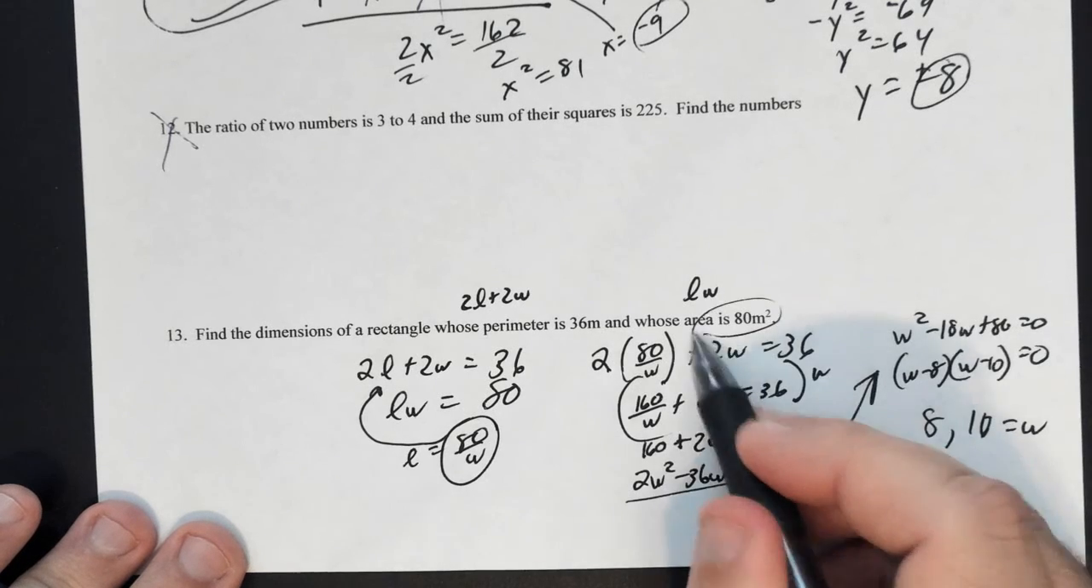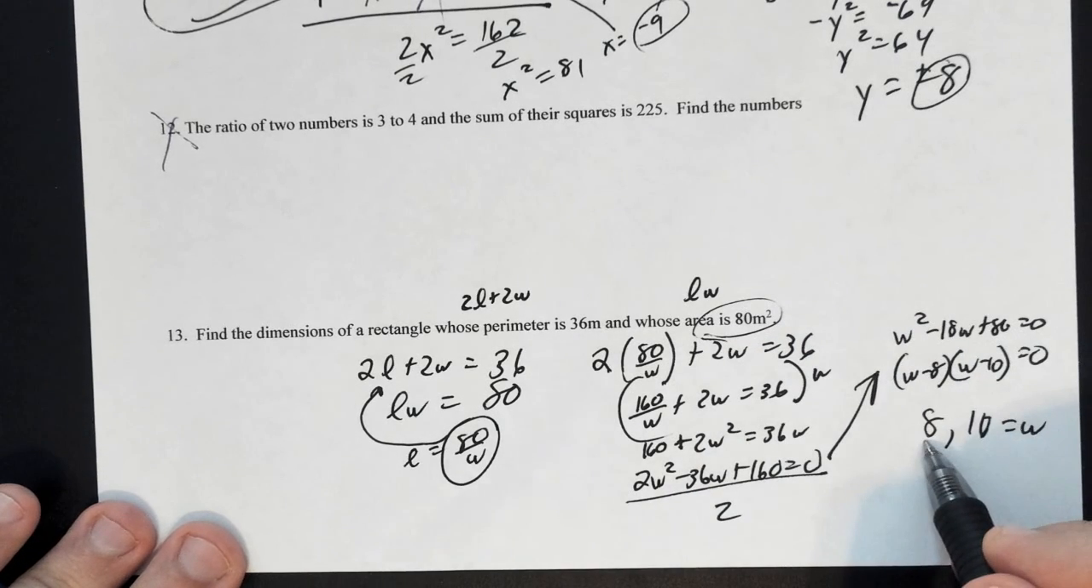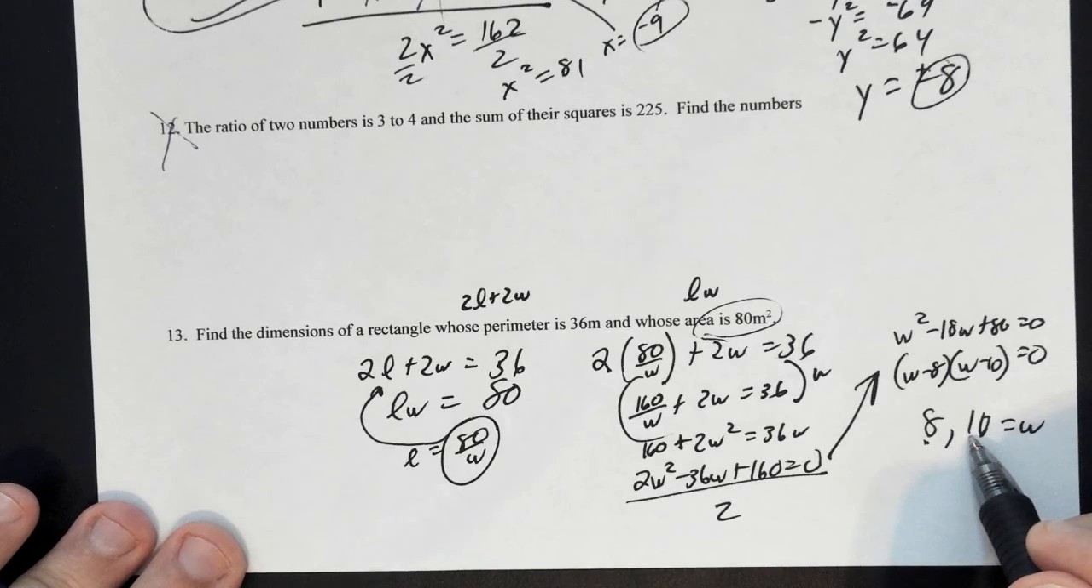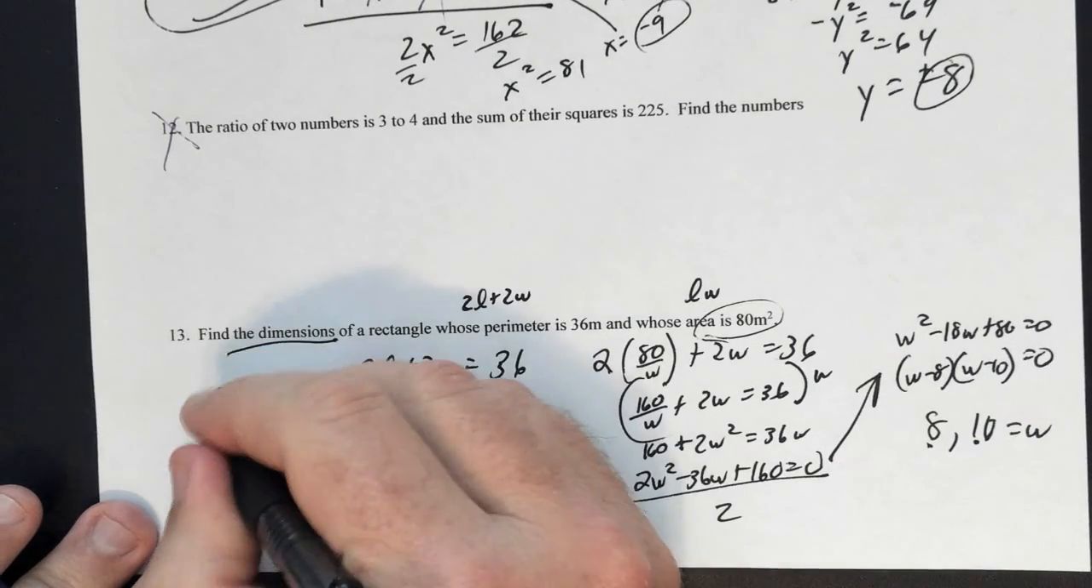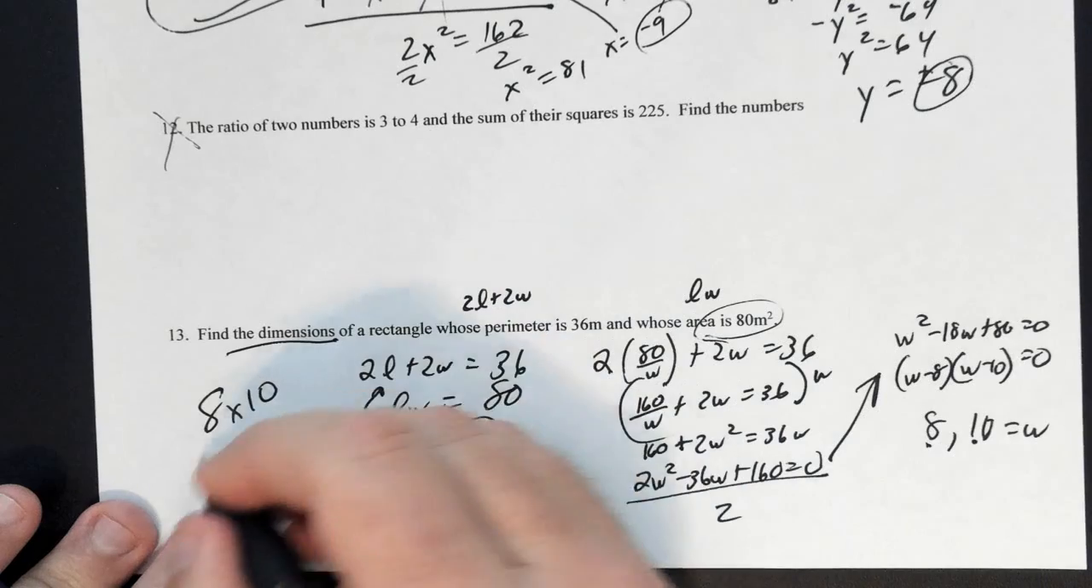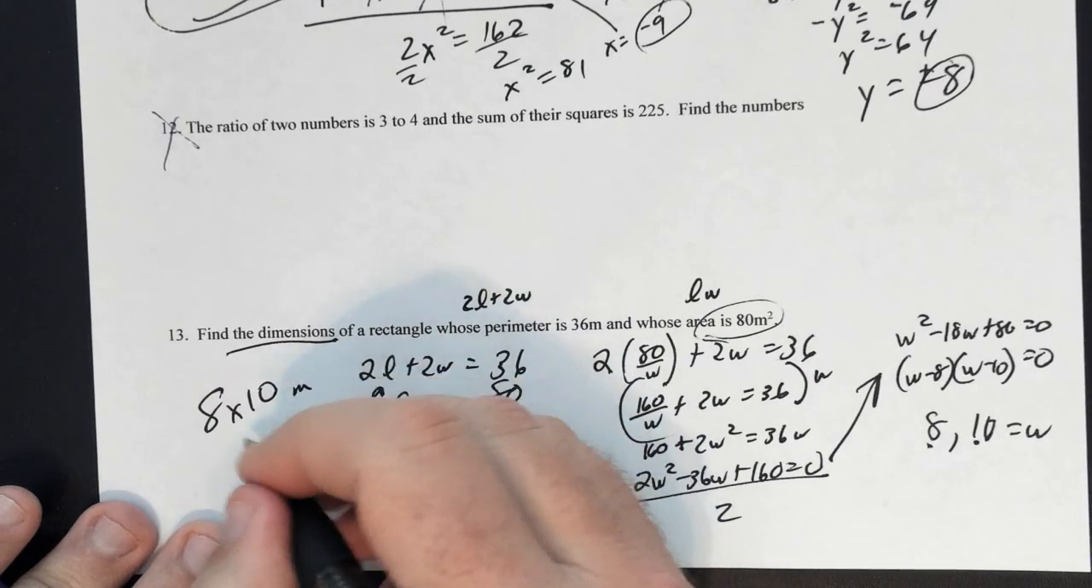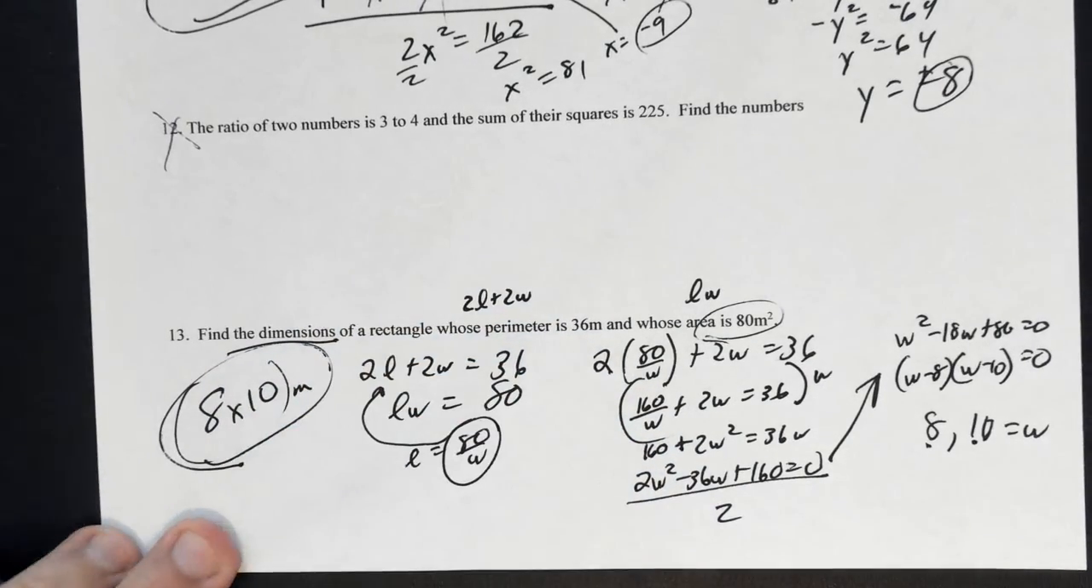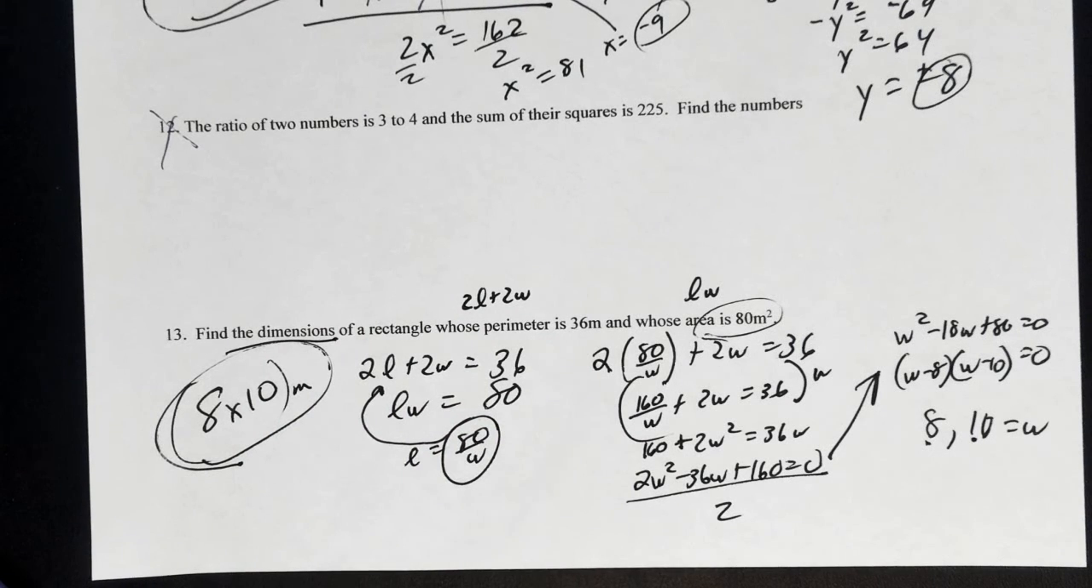Well, if I think about the area, if one of the widths is 8, then the other one has to be 10, or vice versa, right? So what are the dimensions? 8 by 10 in meters. And that is the last of 5.4.